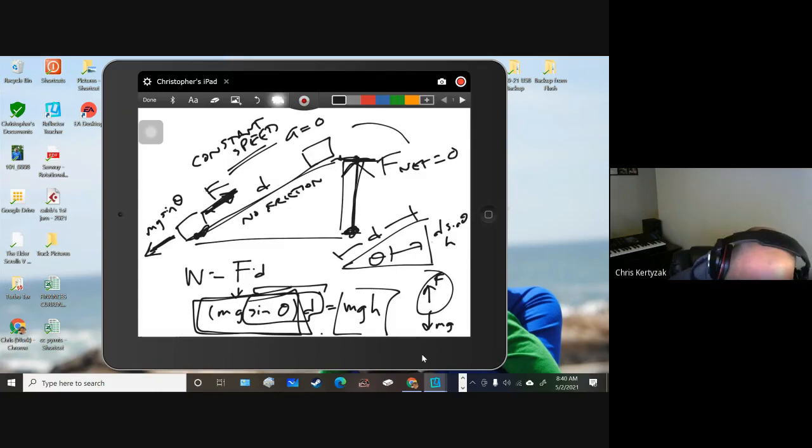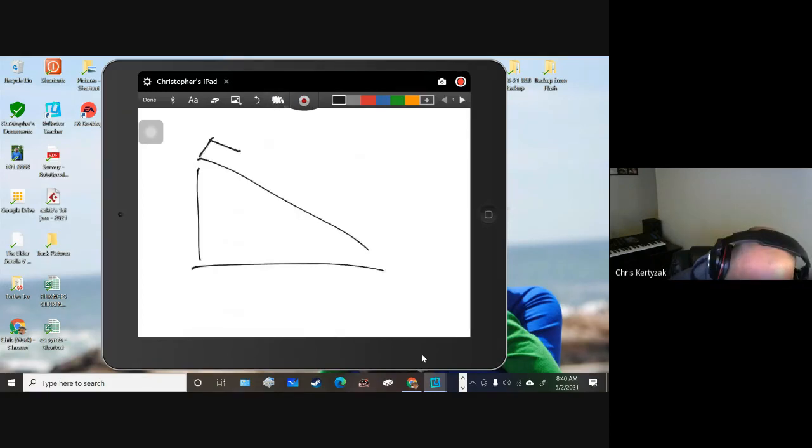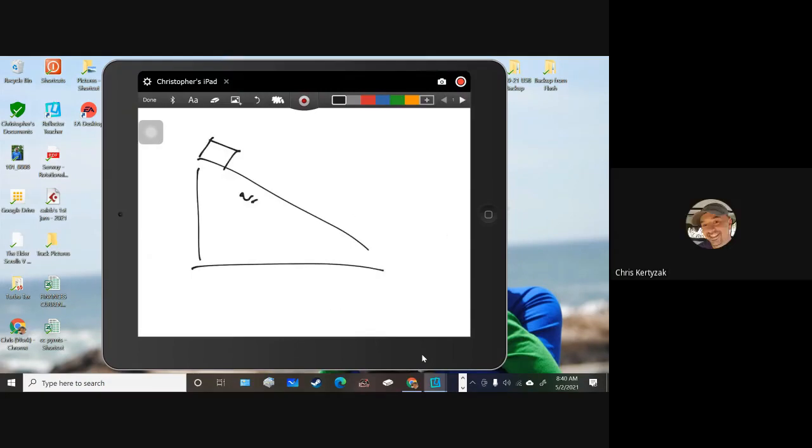Be aware that they could do the opposite. They could say, oh, block, no friction again, and they put a block on a ramp and it flies down the ramp, and they say, what is the amount of work done by gravity? Well, again, that work involves the force in the direction of movement. The force in the direction of movement is mg sine theta.